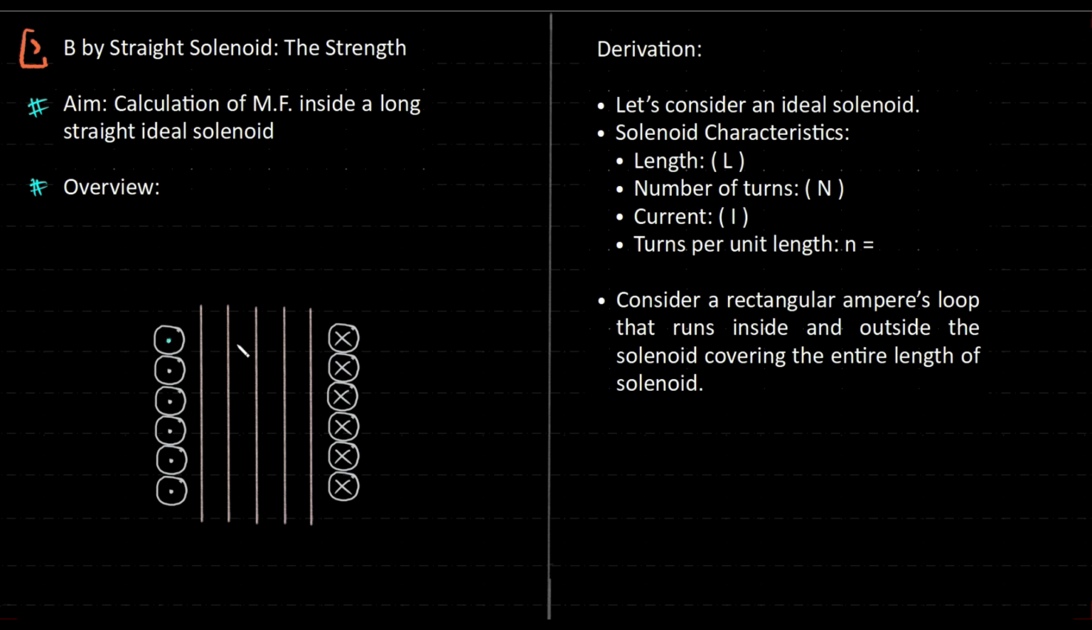You can imagine it's a helical structure, right? So we are viewing from the top. So this is your top view. Current is coming to us here, and here the current is going in. So the magnetic field will be, this will be north and this will be south.